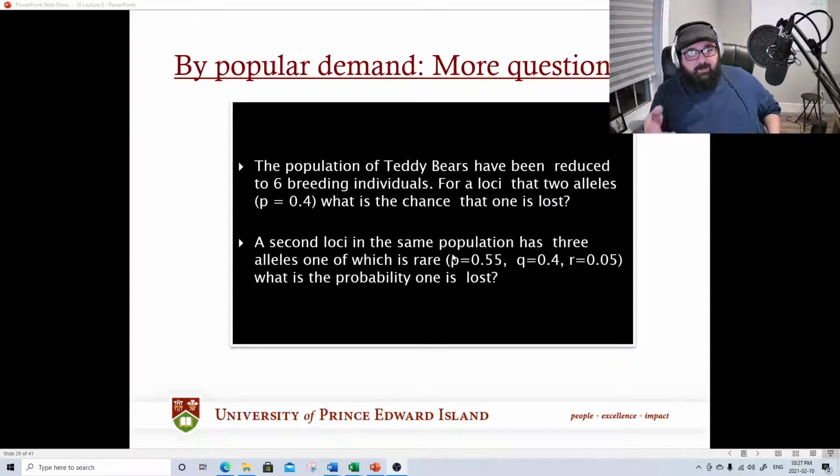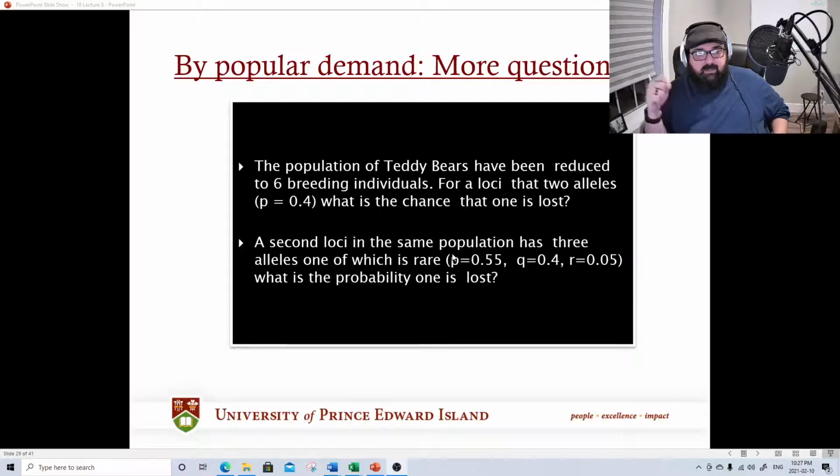So a couple more. Now that you've got the example down, we're going to have a look at a population of teddy bears. And we'll look at two different loci. The first one is in part 1. 2 alleles where the probability of the first one is 0.4. Now obviously P plus Q equals 1, right? You should be able to figure out the probability of the second one. What is the chance that the first allele is lost?